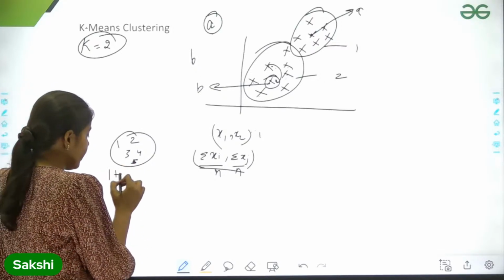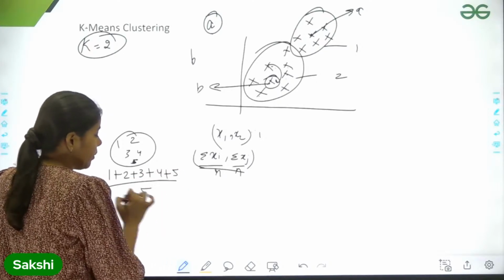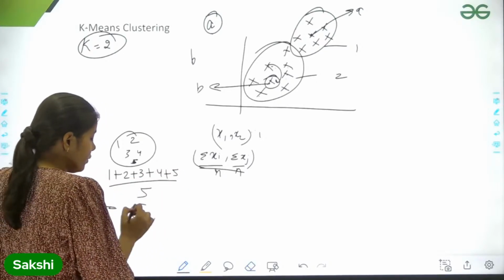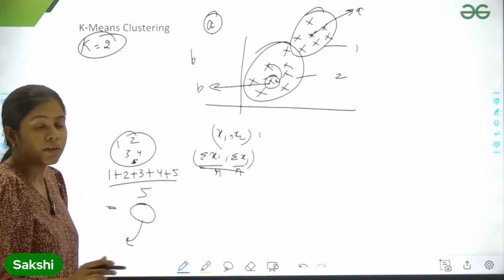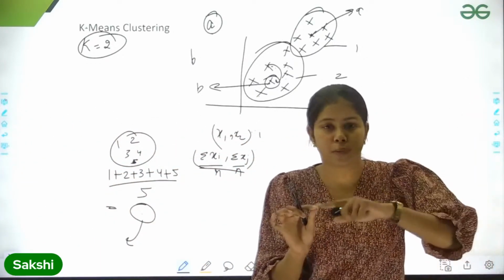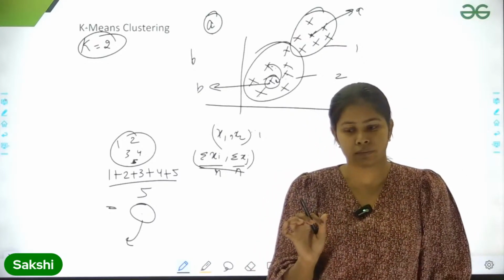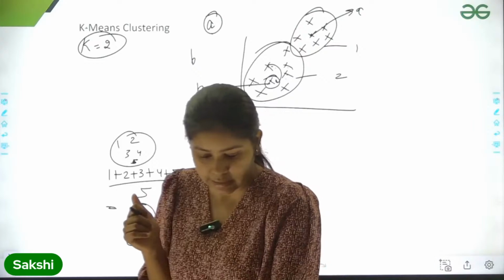Now what would I do? I'll do 1 plus 2 plus 3 plus 4 plus 5 divided by 5, right? I'll get some value and that would be my new centroid. Centroid means that would be the center of the cluster, right? I have to take all the points that are closer to this centroid in this particular cluster, right? So let me know if this is clear.